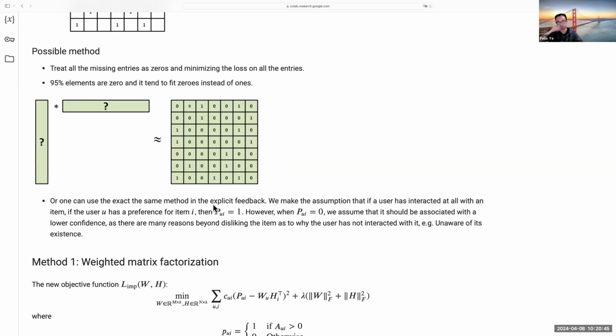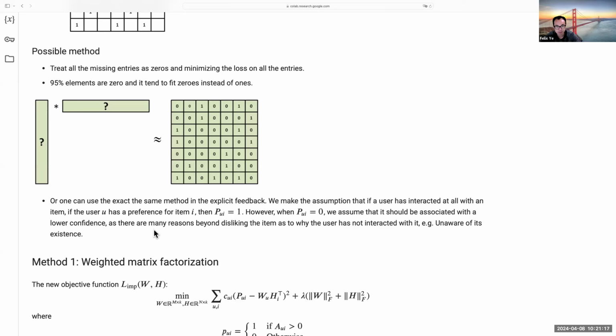And we can also use exactly the same method that we had in the explicit feedback: if the user has interacted with an item, then you just set PUI equal to 1. However, when PUI equals 0, we assume it should be associated with lower confidence, as there are many reasons beyond disliking the item for why this user has not interacted with it. For example, being unaware of its existence.